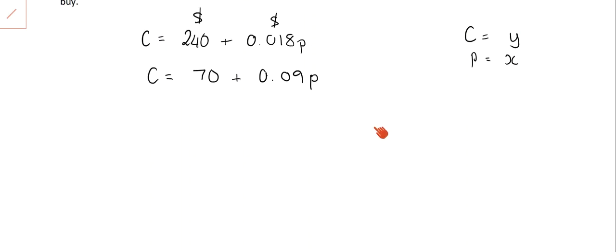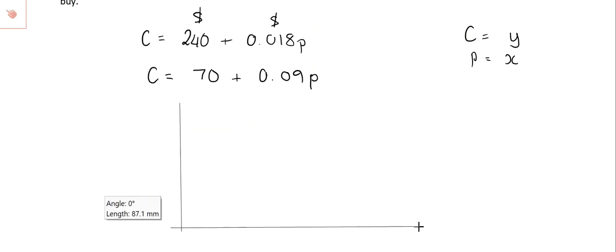So let's draw a graph. I don't need to go into the negatives because no negative pages. Exactly. No negative cost, no negative pages. I can call this cost, this is pages. When I put it into my calculator, this is going to be a Y, this is going to be an X. Okay. It's set up nicely.